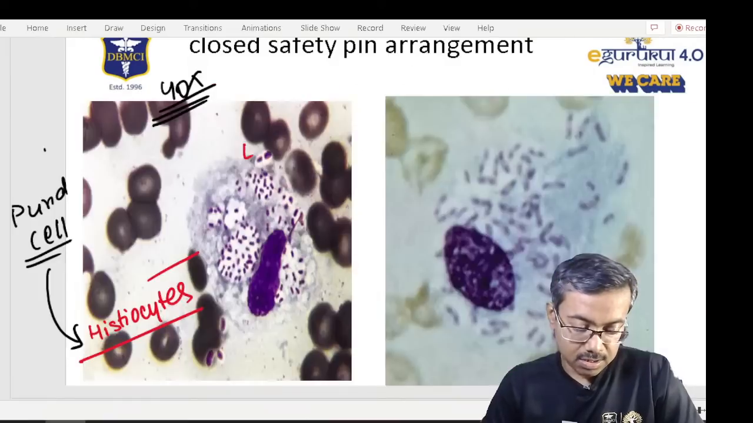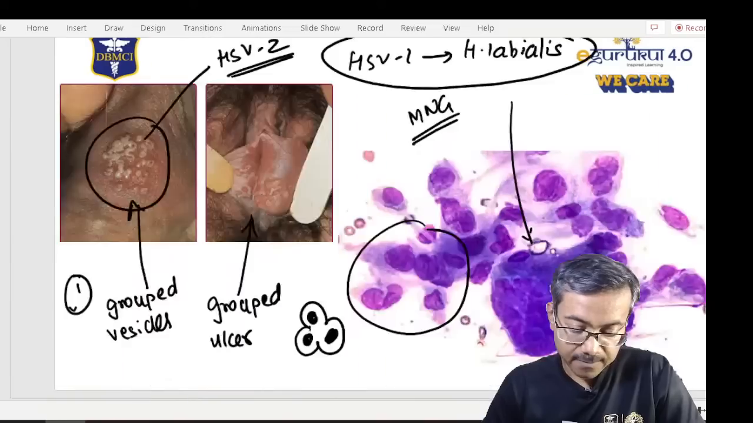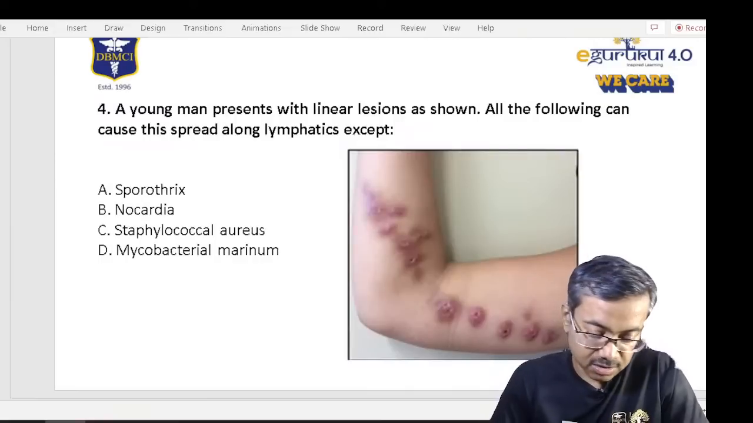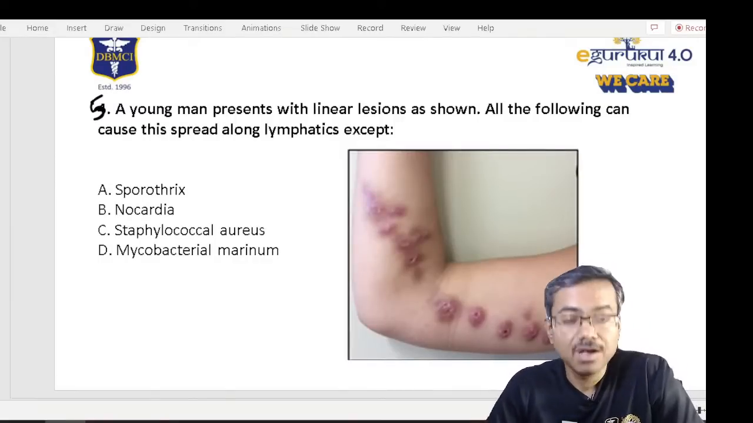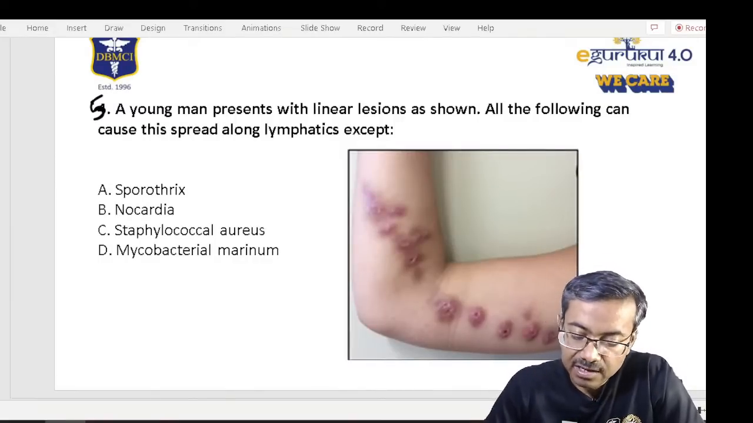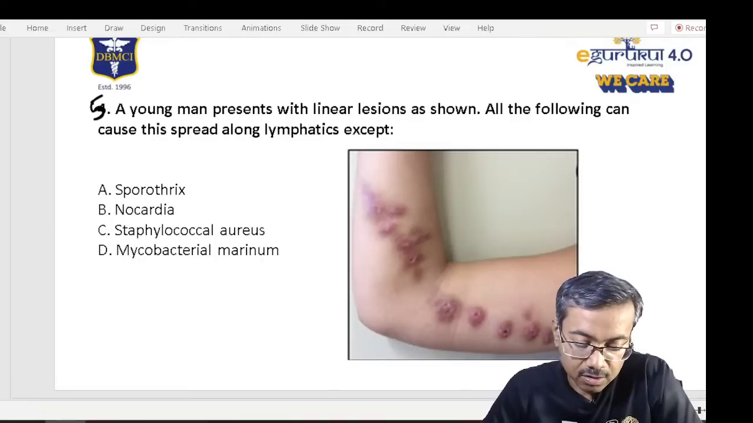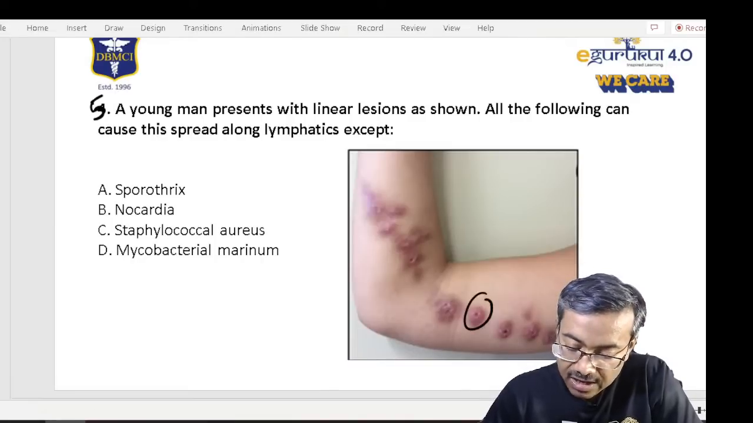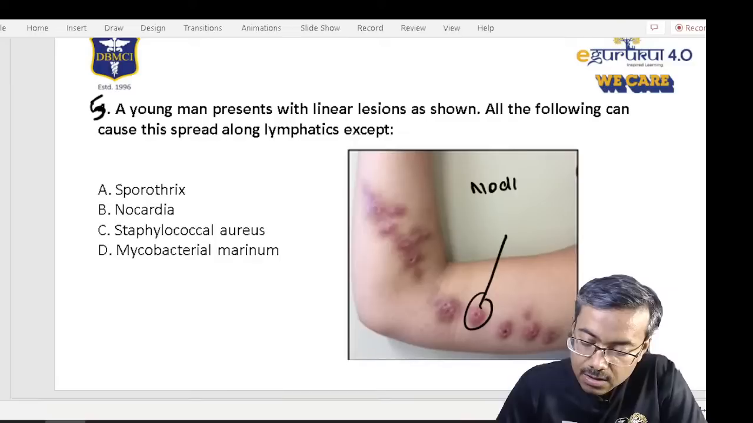Now, that was question number 4, right? So this is question number 5. A young man presents with linear lesions as shown. All the following can cause this spread along lymphatics. So these are called nodular lymphangitis. Nodular lymphangitis means what?